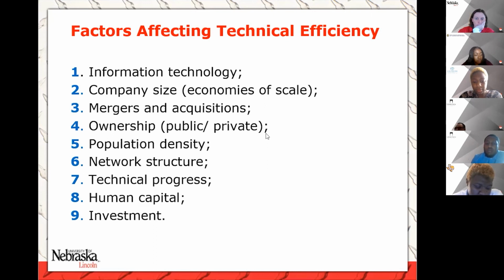Then you have ownership, public and private. Usually private is more efficient, usually. Then population density, network structure, technical progress, of course, human capital, educated people, of course, and investment. The more you invest in technology, the less the cost gets, okay?